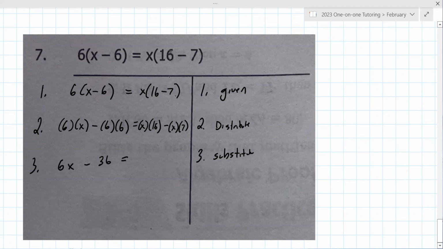What is that, 15? 16 times x equals 7x, minus, yeah, 7x. So, I mean, there's actually a few different ways to do this problem. Like we could have combined what was inside first, 16 minus 7, but we're going to do it next. So it's okay.